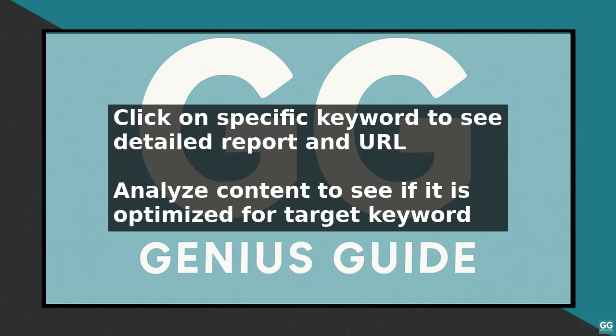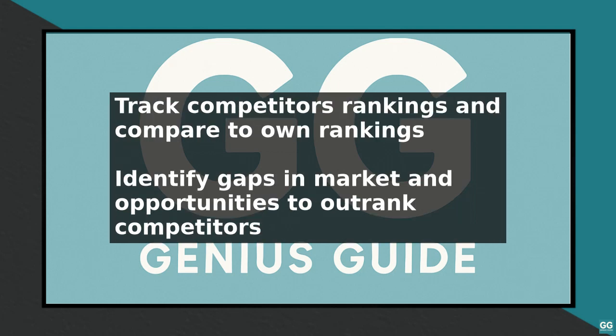Another important aspect of position tracking is competitor analysis. Semrush allows you to track your competitors' rankings and compare them to your own. This can help you identify gaps in the market and opportunities to outrank your competitors. Look for keywords where your competitors are ranking higher than you, and analyze their content to see what they are doing differently.